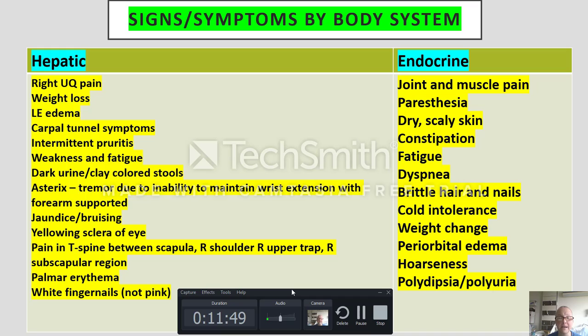If we're addressing the endocrine system, we're going to look for complaints of joint and muscle pain, paresthesia, dry scaly skin, constipation, fatigue, dyspnea, brittle nails and hair, cold intolerance, weight change, periorbital edema, hoarseness, polydipsia, and polyuria.